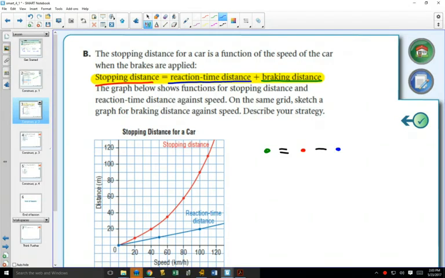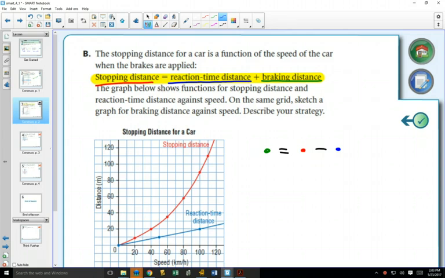Instead of rewriting all those words, if I moved reaction time over to this side, then I would get the red minus the blue is equal to the green. And again, we're going to figure out what is the braking distance for these certain speeds. So if we take some points on this graph, the 100 looks like the easiest point to start, because there is a point on the braking distance for 100, and there's a point on the stopping distance.